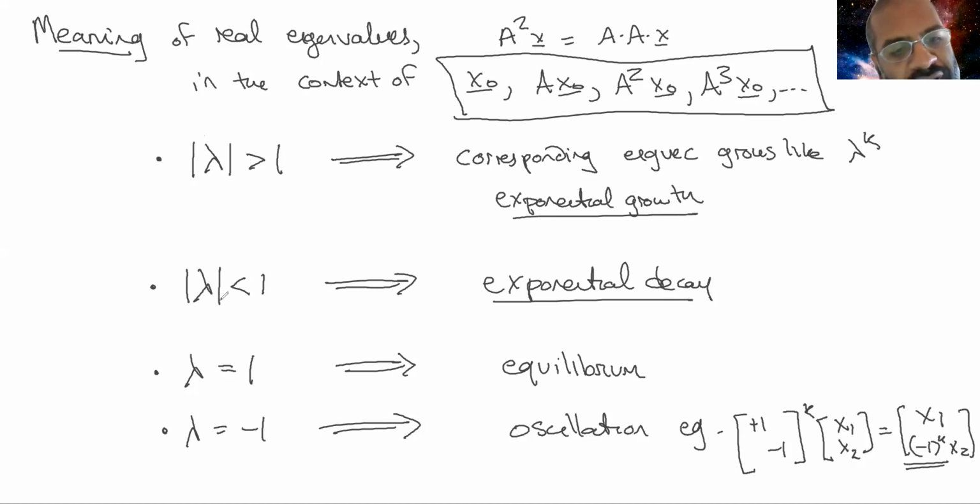So even if it's negative, if it's less than 1, its magnitude is going to shrink exponentially. And if it's negative, it's going to oscillate and shrink, but it will shrink exponentially. Okay, thank you. I should have said that. So that's one interpretation of what the eigenvalues mean. We'll see many more as the course progresses.